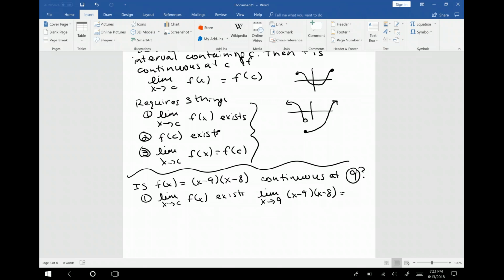That's going to be 0. Yeah, it's going to be 0 because it's going to be 0 times 1. So it's going to be equal to 0. All right, so it passes the first test. So we're going to check the second test.